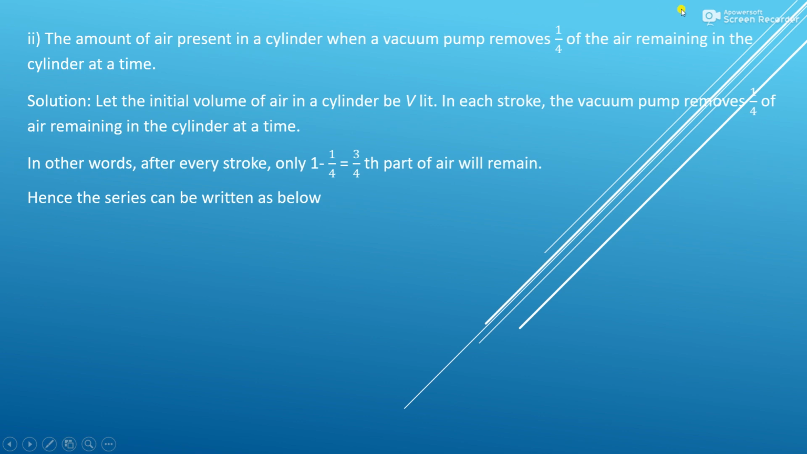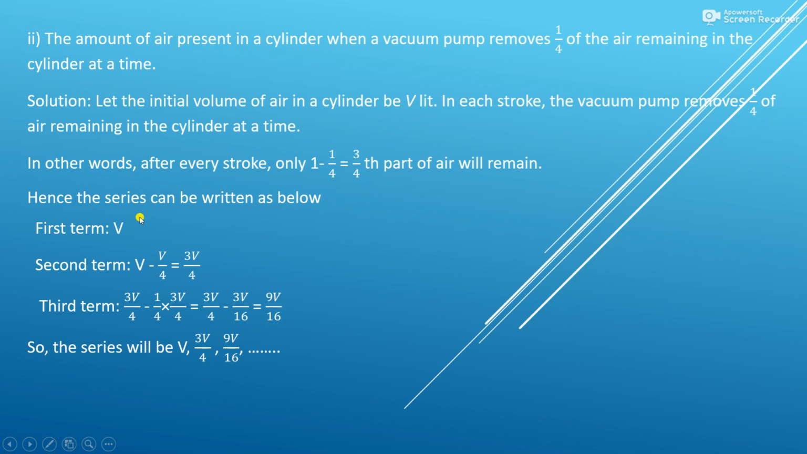Solution: first, let the initial volume of air in the cylinder be V liter. In each stroke we are removing 1/4th of the air. So in other words, after every stroke only 3/4th of the air will remain. That is, the first one whole we are taking as V, or 1. In that we are removing 1/4, so what remains is 3/4 of the air. Hence the series can be written as below.